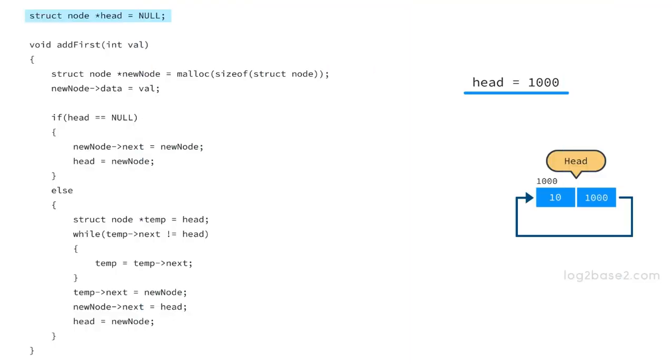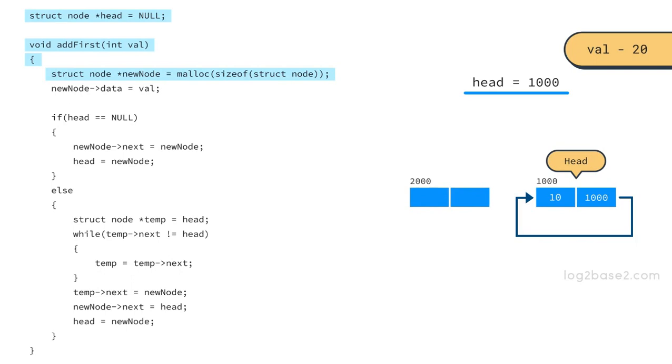Now let us insert another node with value 20. First create the node using malloc. The node is created at address 2000 like this. Now add the value 20 at the data part. So write new node data equal to val. So 20 is added. Now check if the circular linked list is empty. If it is empty, head will be equal to null. But it is not. So go to the else part and find the last node by traversing the list. In a normal linked list, the last node will be pointing to null. But in a circular linked list, the last node will be pointing to the first node, which is the head.